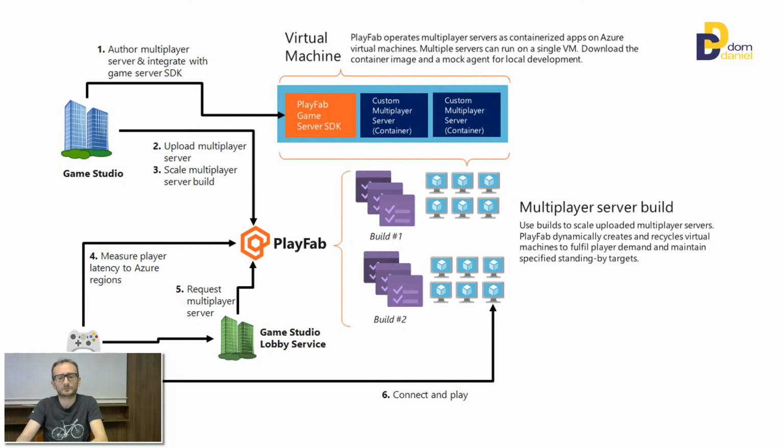Fourth step is to measure player latency. When a player initiates a multiplayer experience, the client sends UDP messages to PlayFab quality of service beacons to measure network latency to Azure. And fifth step, request a multiplayer server. When players need a multiplayer server, request one to be allocated from a build's standing by pool. This request can come from a lobby or matchmaking service you operate, or directly from a client calling PlayFab.